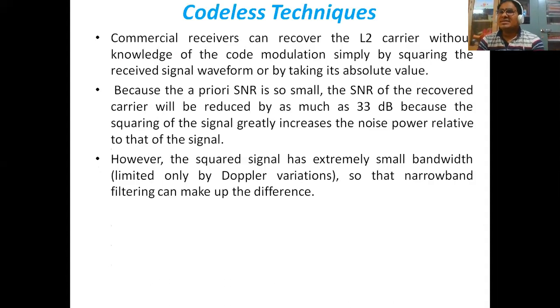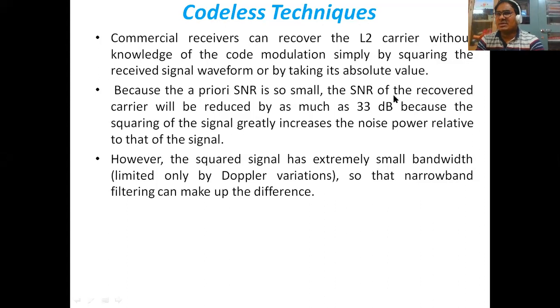And some commercial receivers are coming with codeless techniques. They don't need the help of L1, or the C/A code or P code. They use their own receivers to receive the signals and demodulate by the process of squaring, squaring the received signal waveform by taking its absolute value. So the codeless techniques are mostly used by commercial users for some specific reasons.